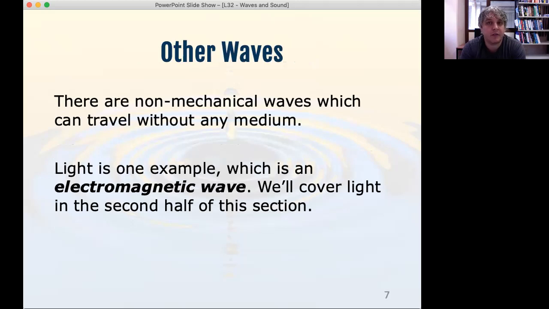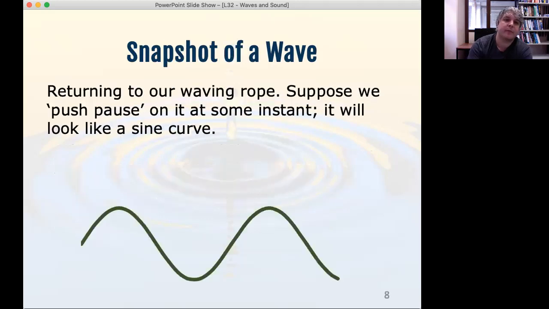They're non-mechanical is just the general term, but specifically the most important one is electromagnetic waves, which I've hinted at a few times. We've talked about when we talked about light and photons and things, and we'll come back to that in the second half of this section, so the last 3 lessons of the course.